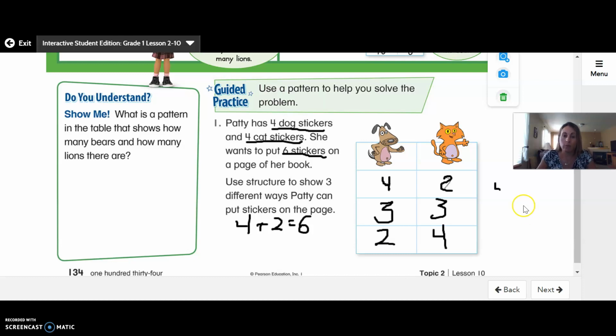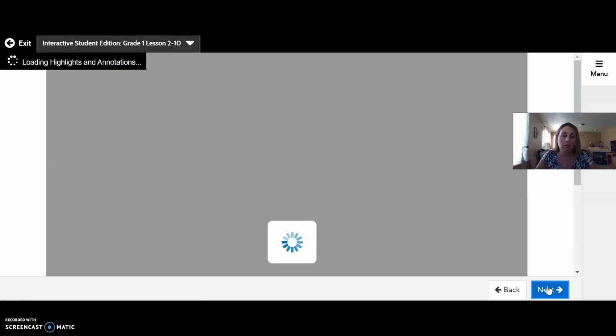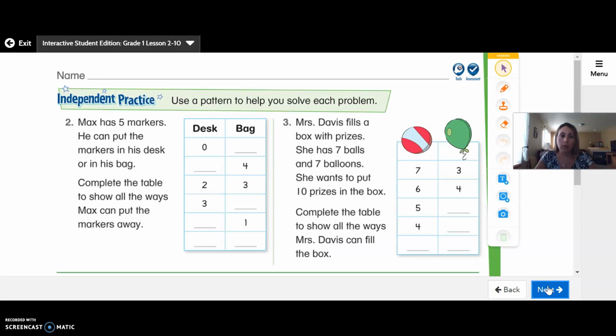Okay, so that is our lesson for today, and your job is to now take a look at the next 2 pages and to use a pattern to help you solve these problems. So this problem right here has to do with markers, and you're going to complete the table to show all of the ways that Max can put markers away. It says he has 5 markers. He can put the markers in his desk or in a bag. So he can decide how many he wants to put in his desk and how many he wants to put in his bag. So you're going to complete this table here by looking at patterns.